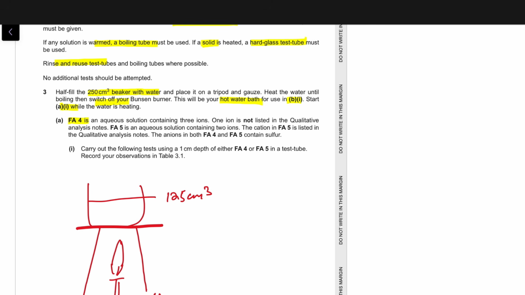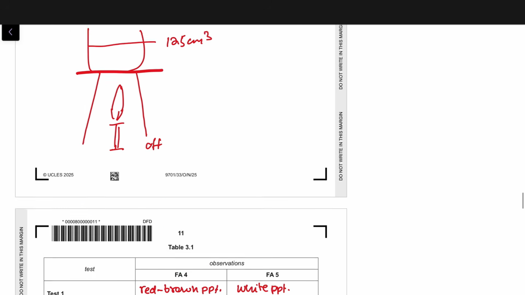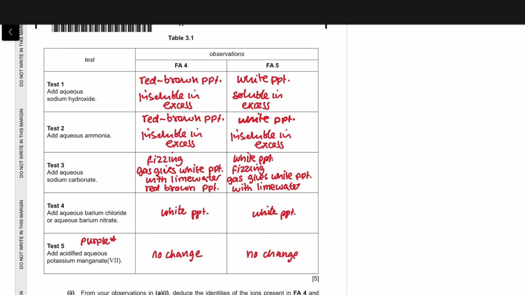So it says FA4 is an aqueous solution and it contains 3 ions. 1 ion is not listed in the qualitative analysis notes. FA5 is an aqueous solution containing 2 ions. The cation in FA5 is in the notes. The anions in both FA4 and FA5 contain sulfur. Carry out the following tests at a 1 centimeter depth of either FA4 or FA5 in a test tube and record your observations. So really I've just noted down all the mark scheme answers because I don't have FA4 or FA5 in front of me and I would not be able to conduct them otherwise.